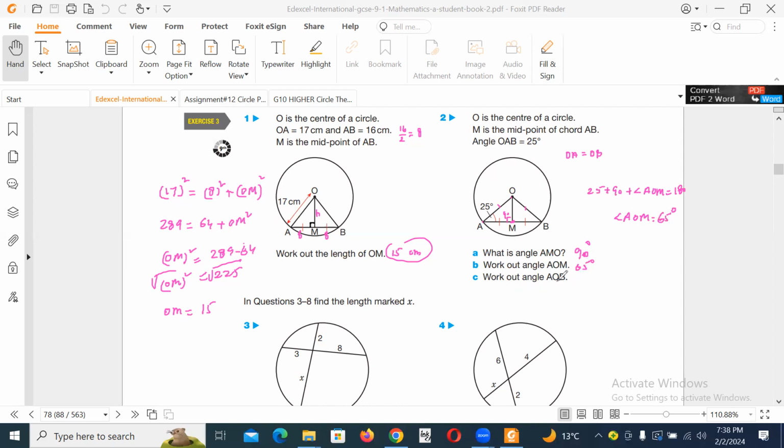And lastly, work out the angle AOB. If this one is 65, what is the full angle? Remember that OM is the angle bisector. So angle AOB is double 65. 2 multiplied by 65 is equal to 130. So this angle is 130. I hope it is clear.